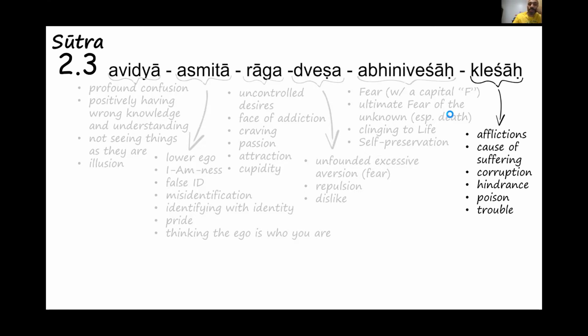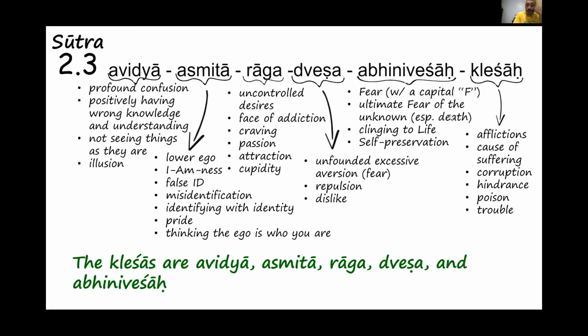So what does this sutra mean as a whole? Well, it's pretty straightforward this time. Sometimes it requires a little more attention to break this down, but this one is straightforward. It's just letting us know what the 5 kleshas are. And the kleshas are avidya, asmita, raga, dvesha, and abhinivesha. Hopefully this was helpful and it makes sense.